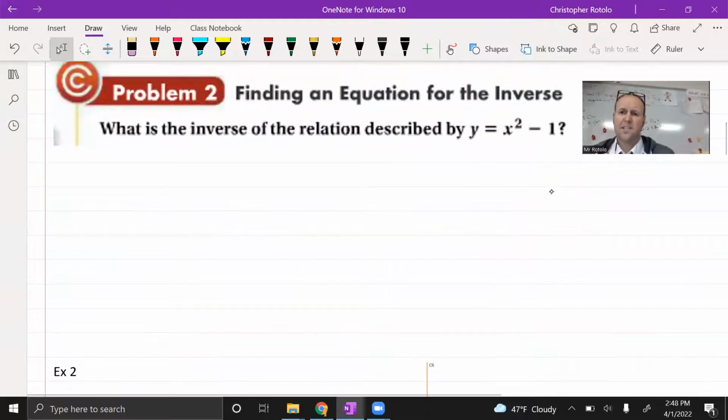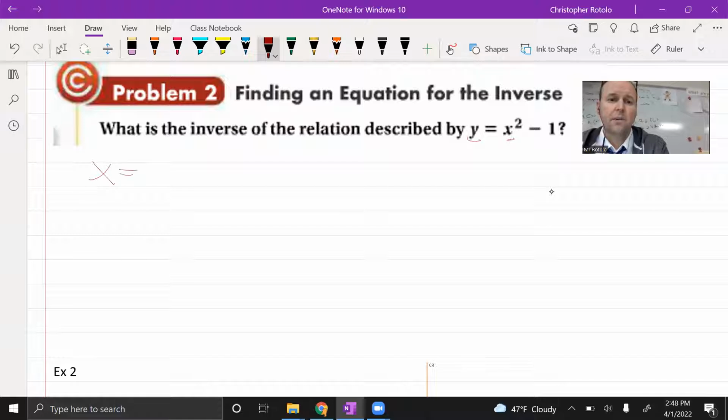All right, that was testing it, but now I have an equation. So I've got two things to do. The first thing we do is switch x and y. So I'm going to say x equals y squared minus 1. You might say, hold on, Mr. Toll, I thought you were switching them. Yes, I am switching just the variables. Notice the x squared is now y squared.